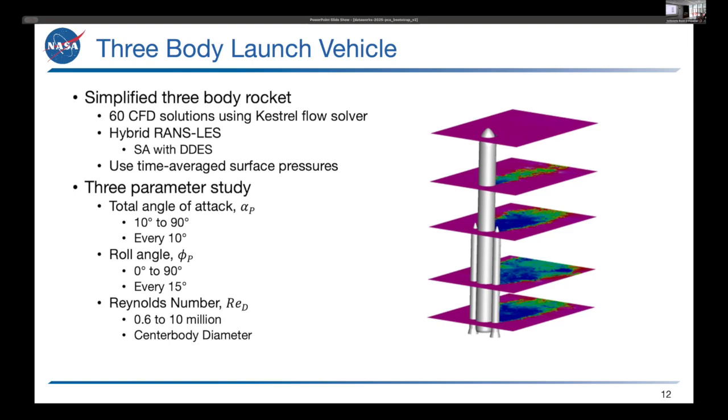Here we're using hybrid RANS/LES, time-averaged surface pressures. You can see that it's a large wake-dominated flow at these conditions, so we definitely need the time averaging to smooth things out. Here we're doing a 3-parameter study. We have angle of attack, roll angle, and Reynolds number. This is a low speed flight regime. The Mach number is about Mach 0.2, so it's low speed and more or less incompressible. This Reynolds number variation spans from a testing Reynolds number to a flight Reynolds number, to measure if the Reynolds number has an effect on final values.